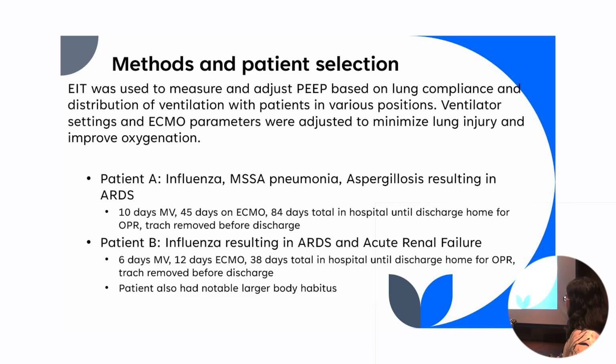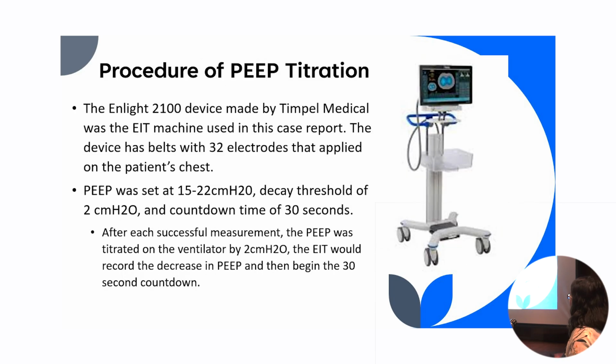And the same thing with patient B, about 6 days on the vent, a shorter run, 12 days on ECMO, and then 38 days total in hospital, discharged again for outpatient rehab and left without a trach. I will also note that patient B had a larger body habitus, a BMI of about 54 to 56, and you're going to see how that plays out and what vent settings we had to go with for that individual. So again, as an RT, when you're talking about bringing more equipment into my room, I'm like, where is it going to go? So hopefully not a huge platform.